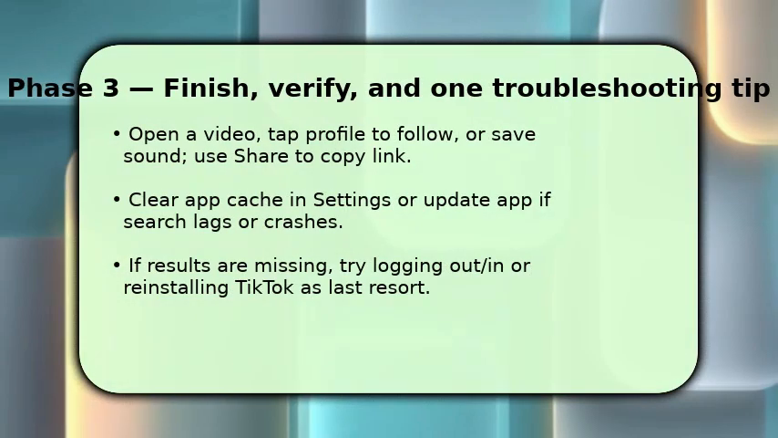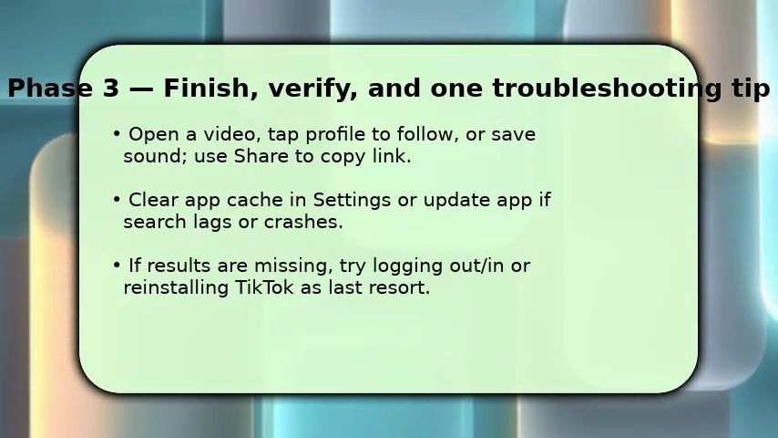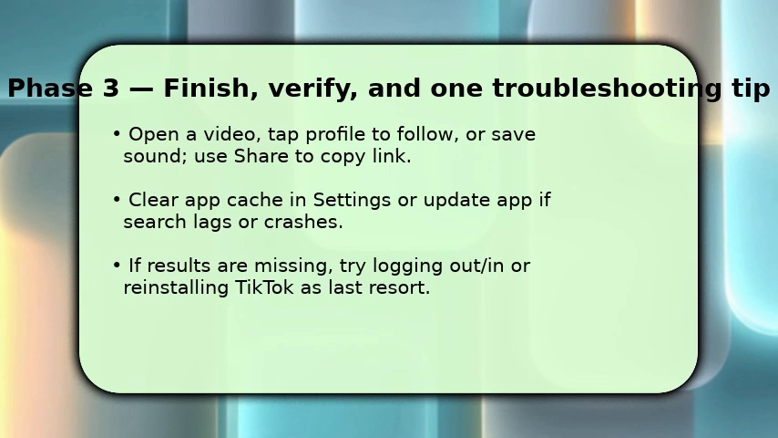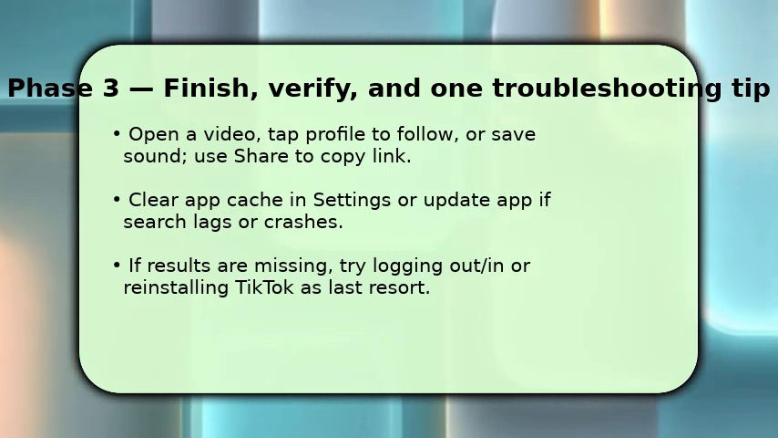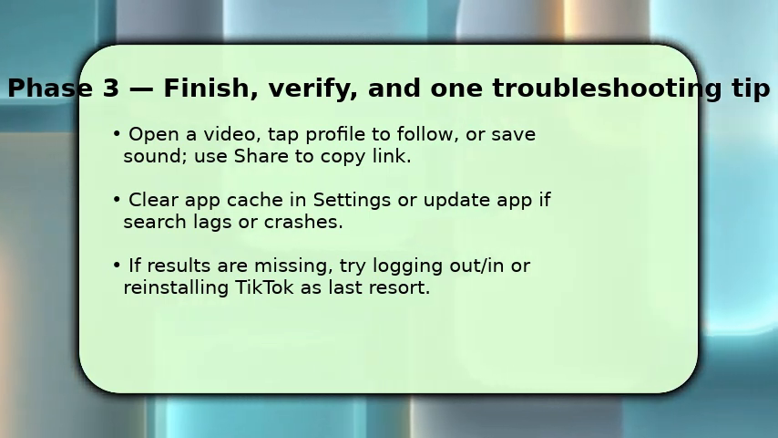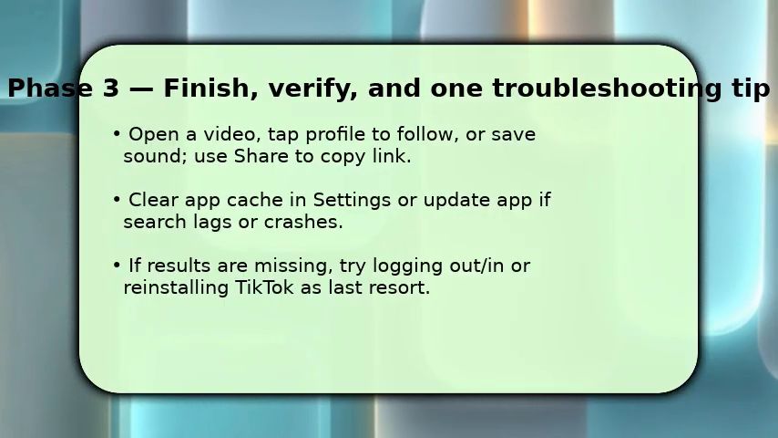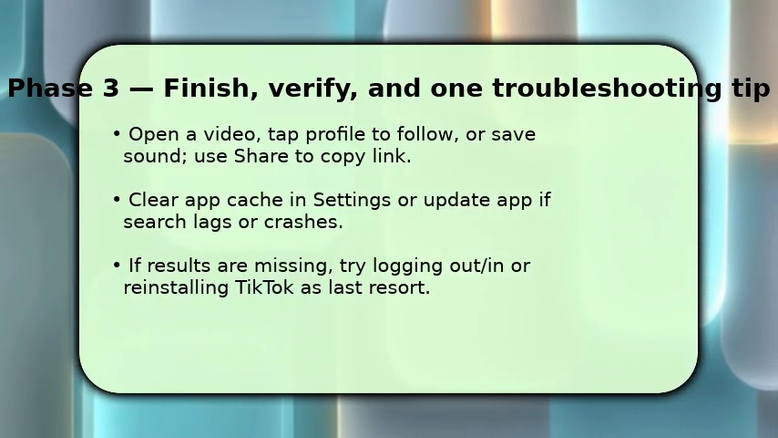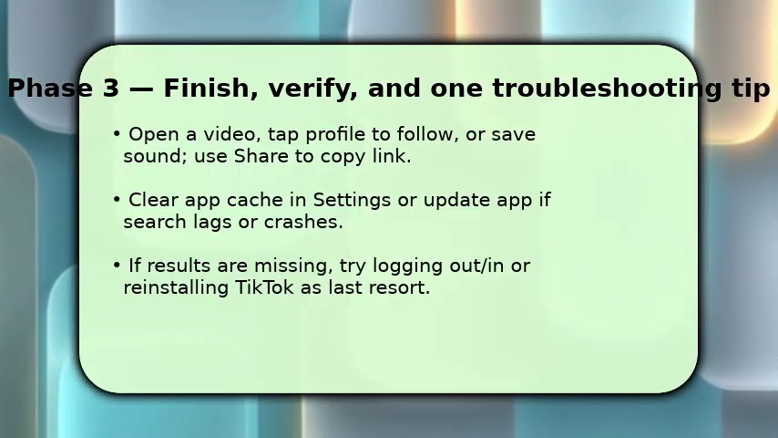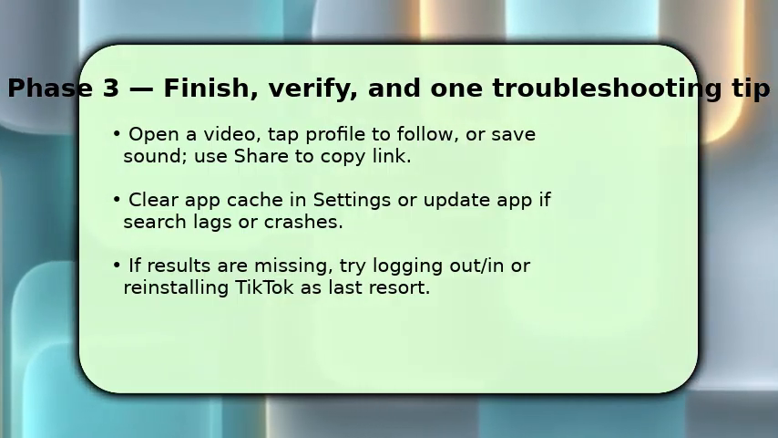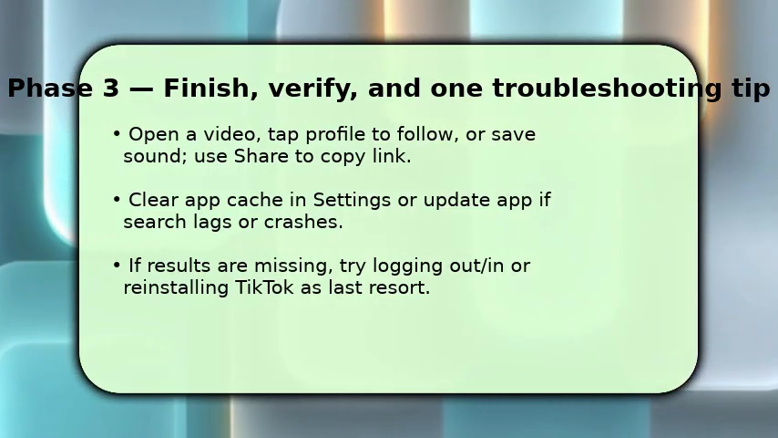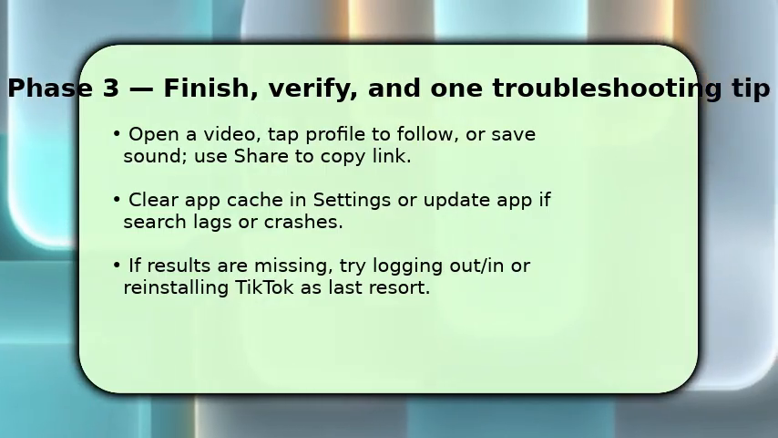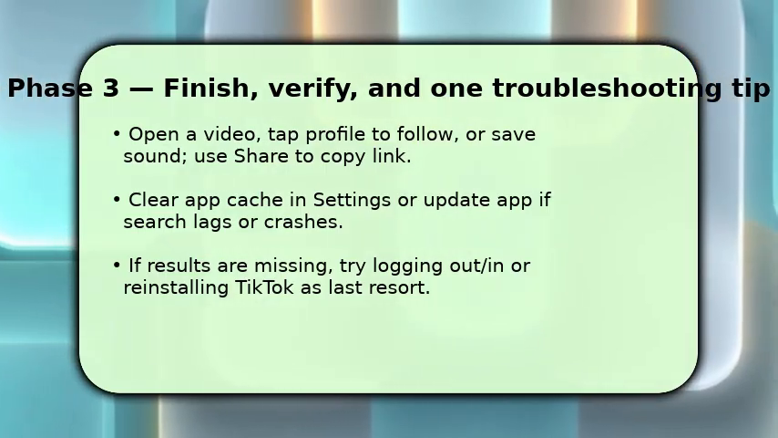Tap a video to like, follow the creator, save the sound, or use share to copy the link for later. If search seems slow or shows no results, clear TikTok's cache and settings and try again. You can also update the app or switch networks to rule out connection issues. If problems persist, log out and back in, and if necessary, reinstall the app. That often resolves stubborn search glitches.